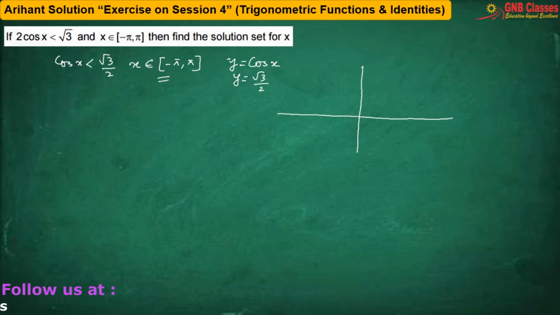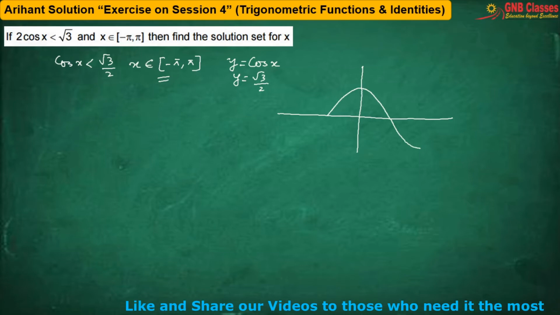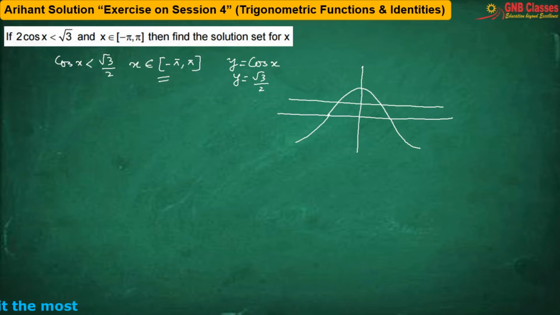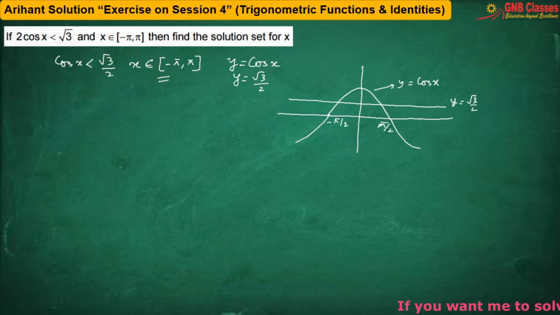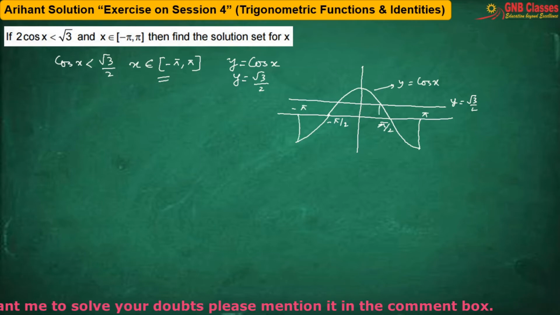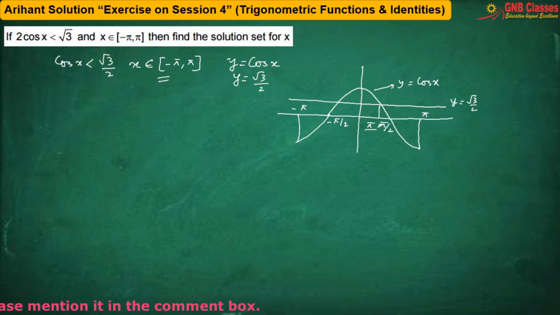So we are getting something like this. The graph of cos x from minus pi to pi is like this, and root 3 by 2 is this one. Is it clear? This is your y equals to cos x, pi by 2, minus pi by 2. This is pi and this is minus pi. Okay? This point is pi by 6. This point is minus pi by 6. Is it clear to all of you?